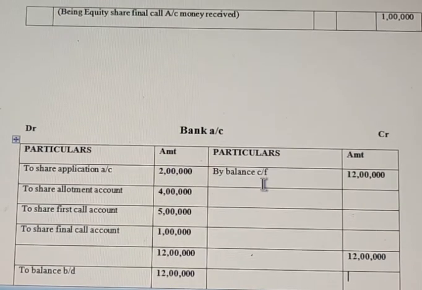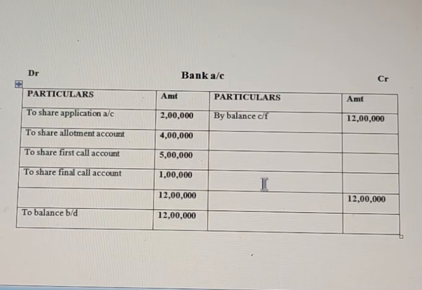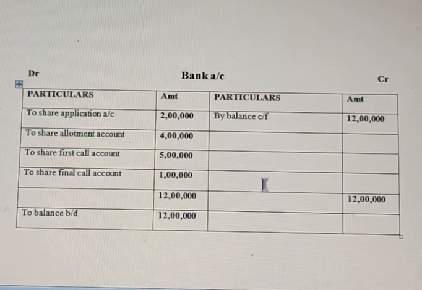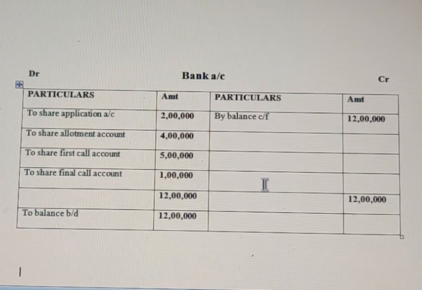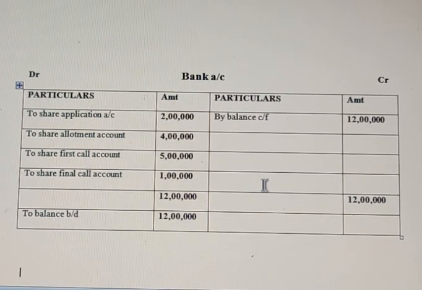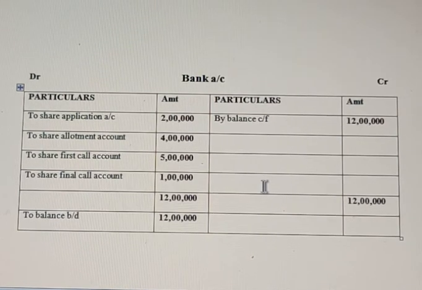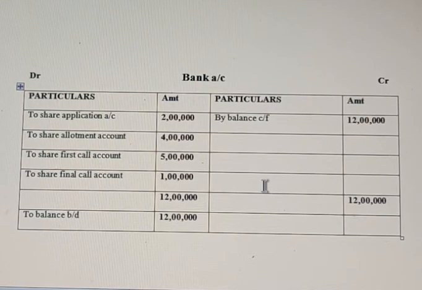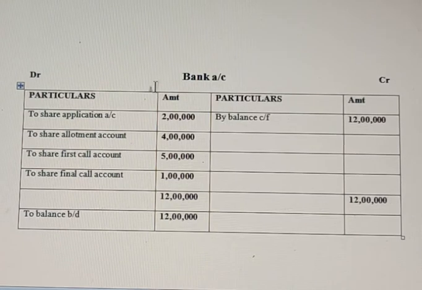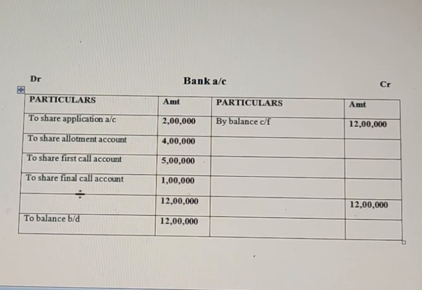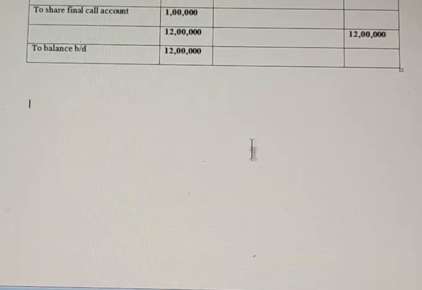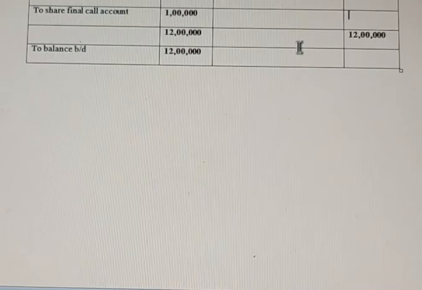Now we have to see one more new kind of ledger account that we have to prepare in the issue of shares, that is bank account that you have to prepare. So how to prepare a bank account or a cash account? It is very clear and it is very simple. Friends, bank account has a rule. Whatever you receive, please put it on the debit side, and whatever you pay, please put it on the credit side. This is the rule of the bank account that we follow.